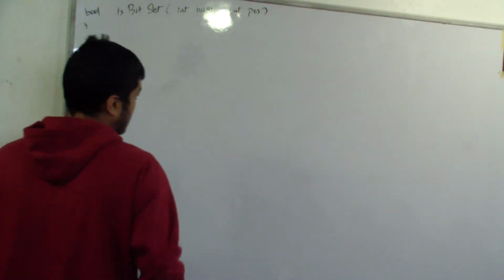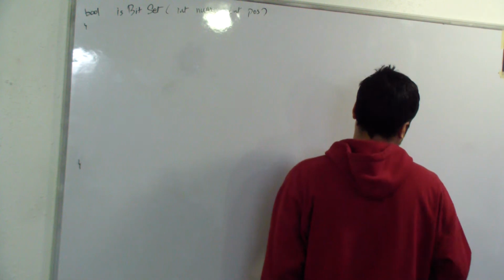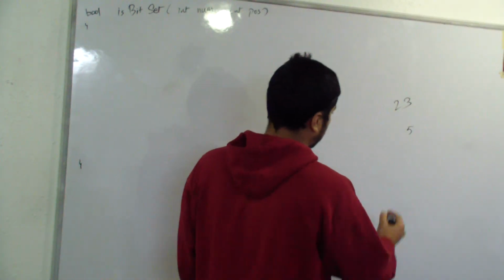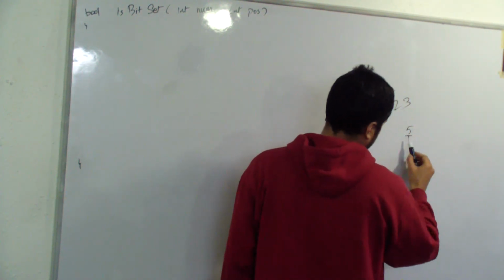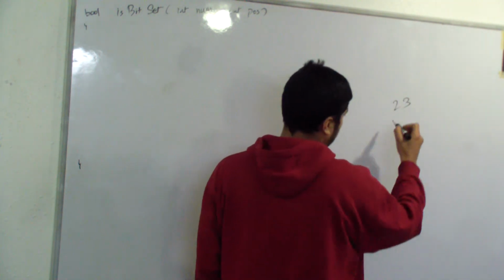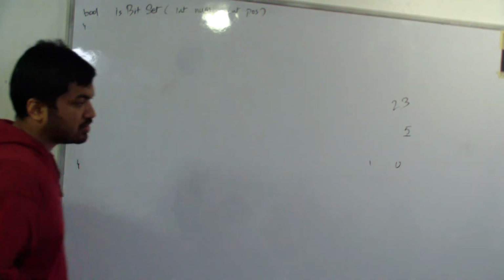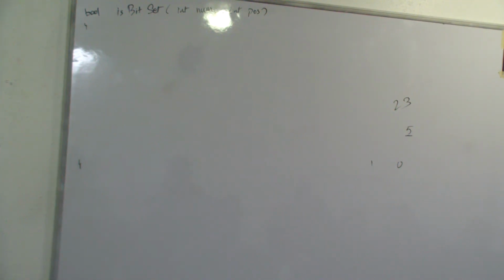Okay. So let's say you are given 23 and I give you a position 5. I want to find out on the 5th position, and usually when I say position, it will be 5th from the right. So on the 5th position, is the bit set or not set? Whether that is a 1 or a 0. So how do we go about doing this?